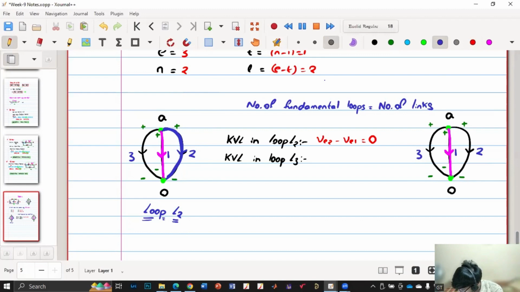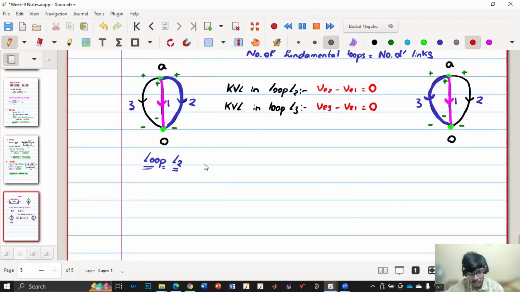Similarly, if I consider L3, so this is our L3. And this is our loop, right? So in this loop, if you apply KVL, what is the equation? Sir, VE3 minus VE1 is equal to 0. So now we'll formulate the B matrix.